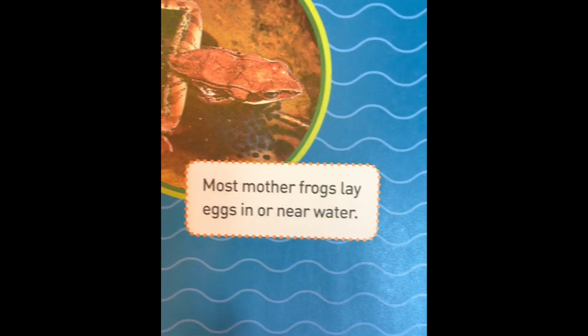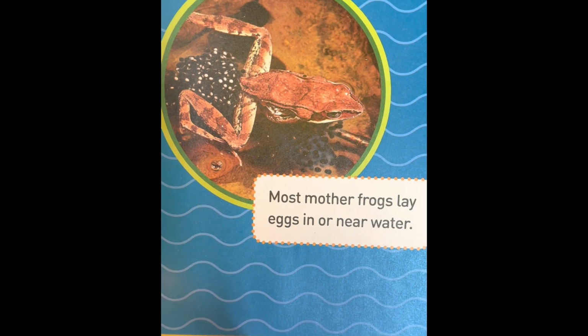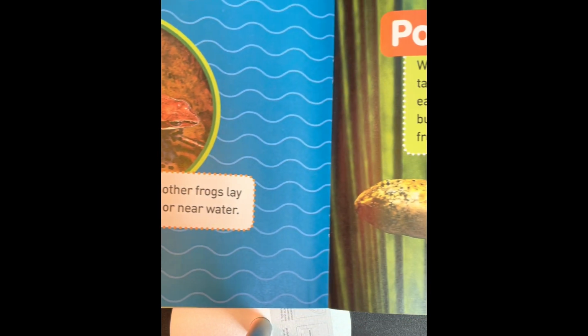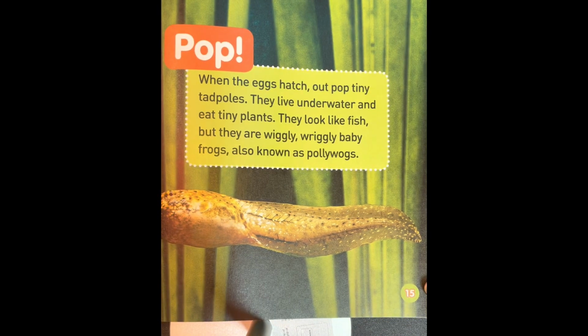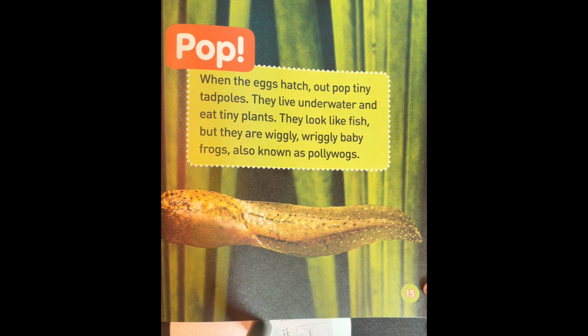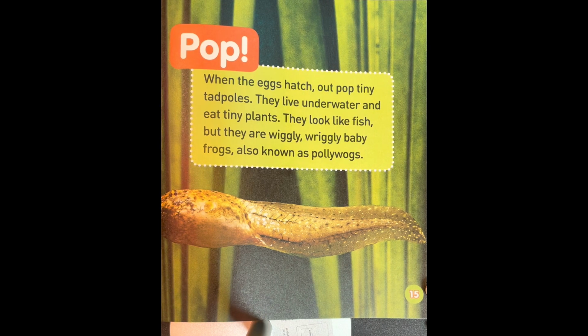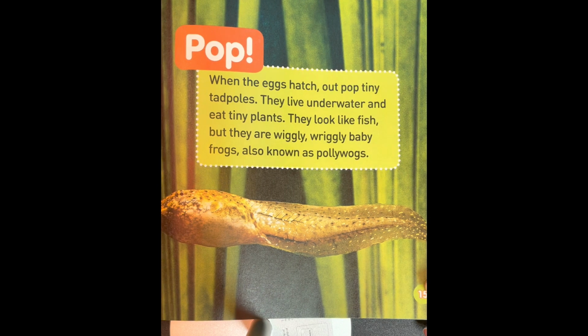Most mother frogs lay eggs in or near water. Pop! When the eggs hatch, out pop tiny tadpoles. They live underwater and eat tiny plants. They look like fish, but they are wiggly, wriggly baby frogs, also known as polliwogs.